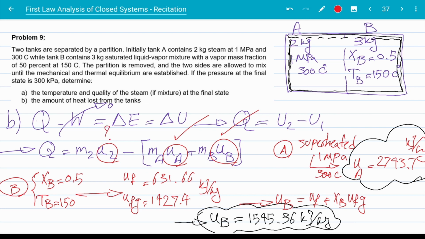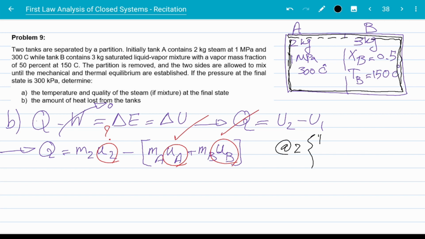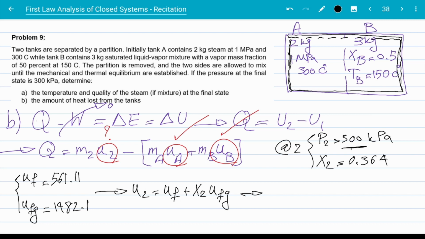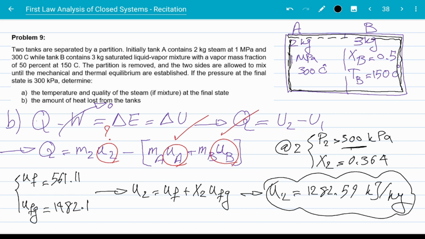I still need to find U2. So at state 2, we have a pressure of 300 kilopascals and a quality of 0.364, right? I can use this to calculate U2. All I need is U of F and U of FG for the pressure of 300 kilopascals. So I go check the tables and read U of F is 561.11, U of FG is 1982.1, and then use the equation U2 is U of F plus X2 U of FG, which gives me U2 is 1282.59 kilojoules per kilogram. Okay, I found U2 as well.